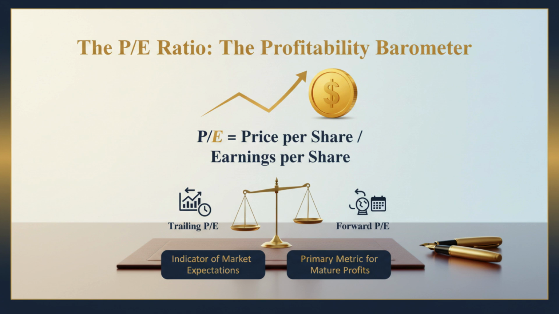A high PE often suggests that investors expect high growth in the future, but it can also indicate a stock is overvalued. Conversely, a low PE might signal a bargain or a company in decline. For mature companies with steady net income, the PE ratio is your primary profitability barometer. It helps distinguish between companies that are actually making money versus those that are just burning through capital.